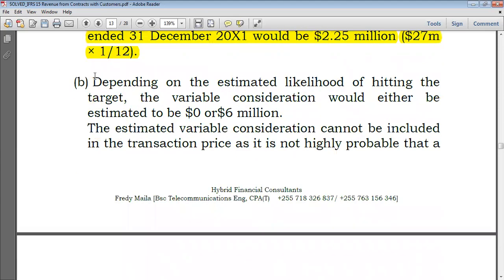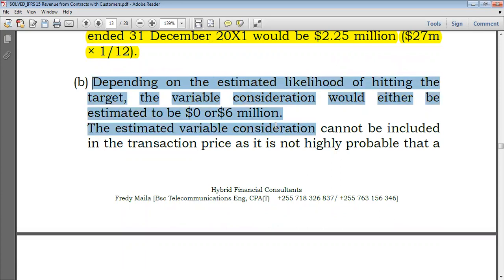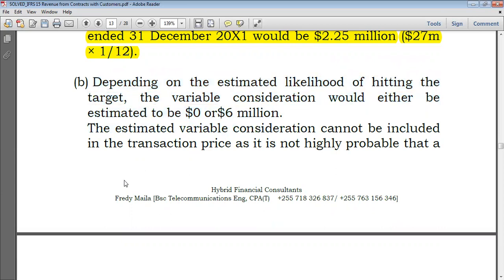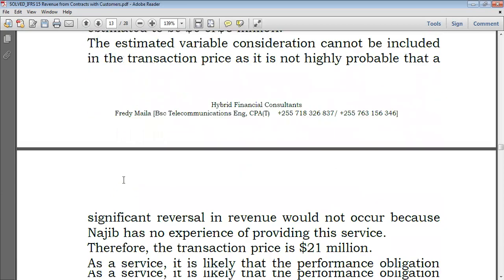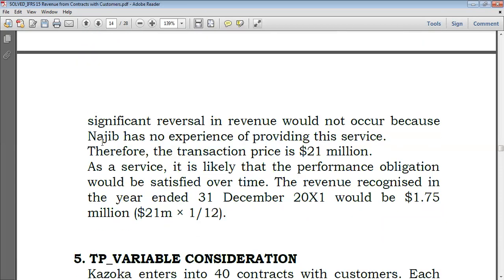So that's why here we say, depending on the estimated likelihood of hitting the target, the variable consideration would either be estimated to be 0 or 6. But it's obvious that it's unlikely. So if it's unlikely, we would disregard that 6 since Najib has no experience of providing the service, and therefore the transaction price would be only 21 million.